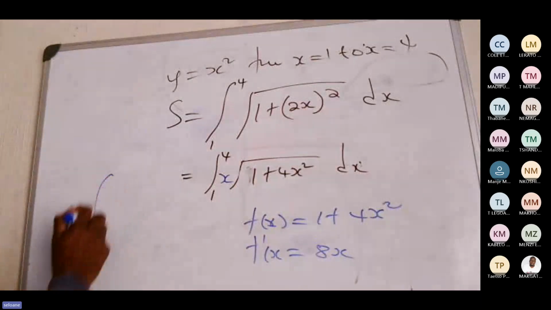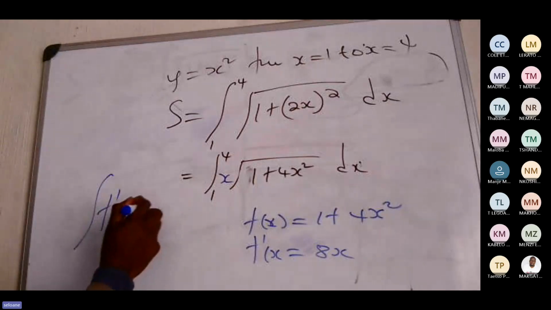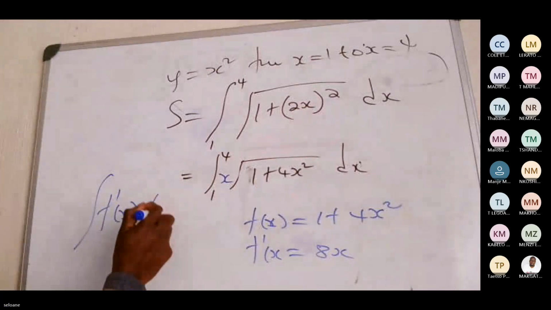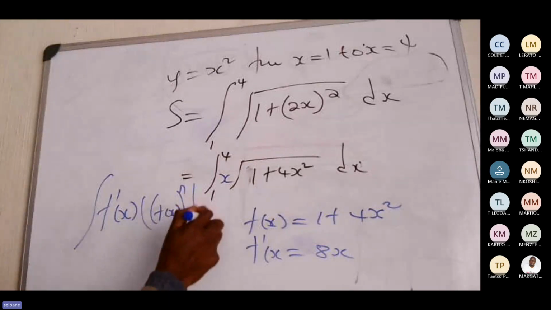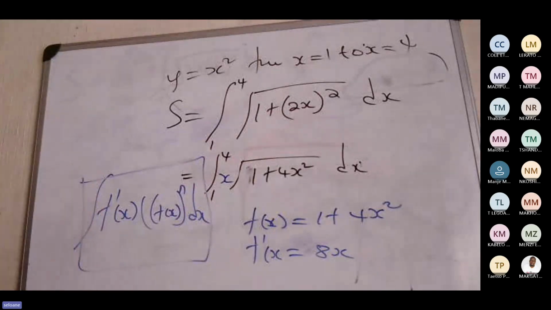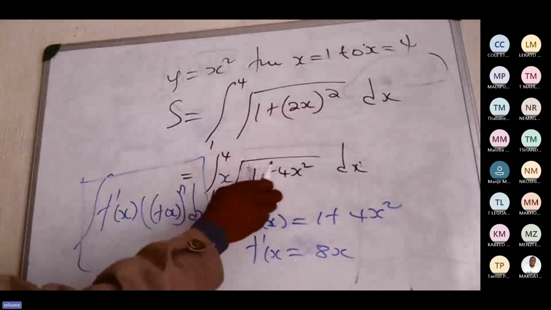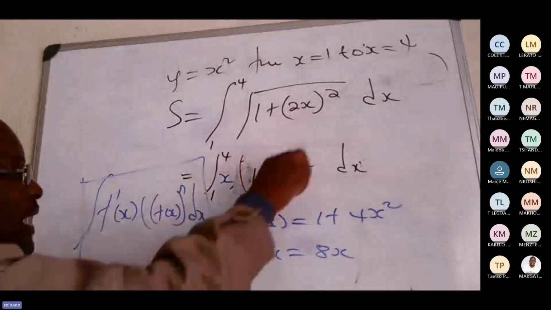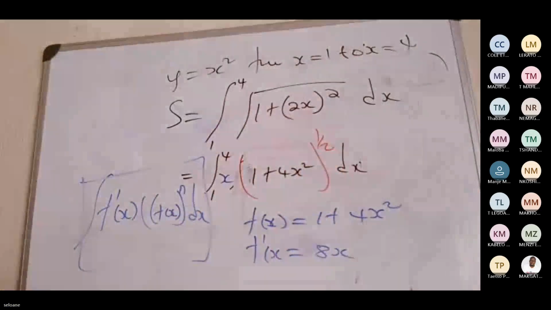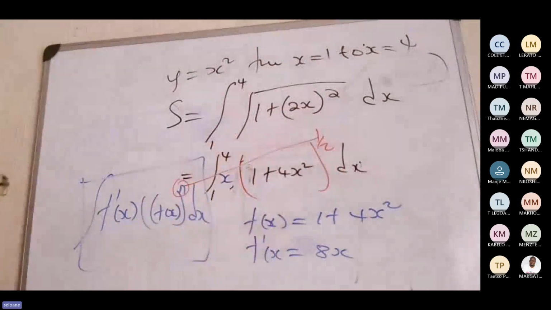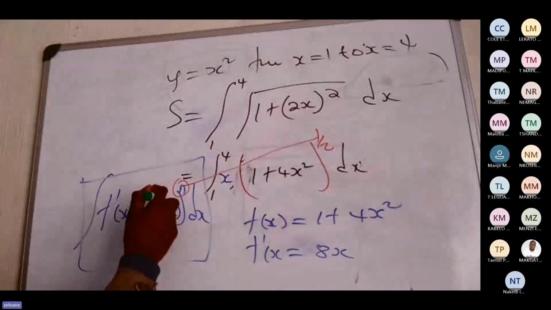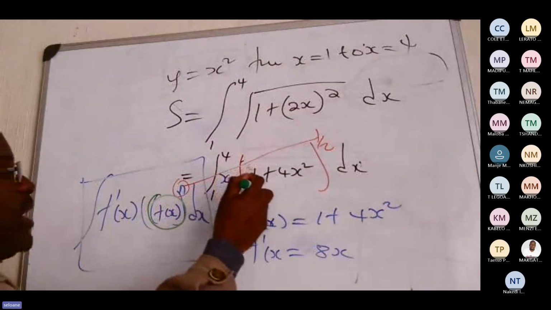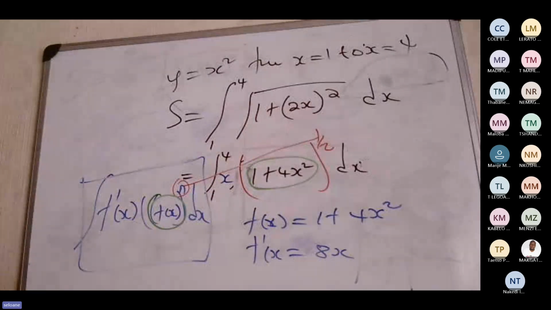I'm saying if you are trying the general power rule, it will be this. Because your n is going to be half, because this is exponent half. And what is your function? Your function here is going to be 1 plus 4x squared.